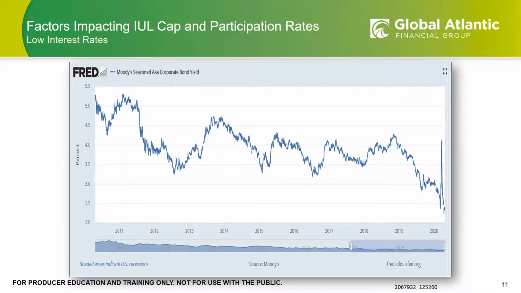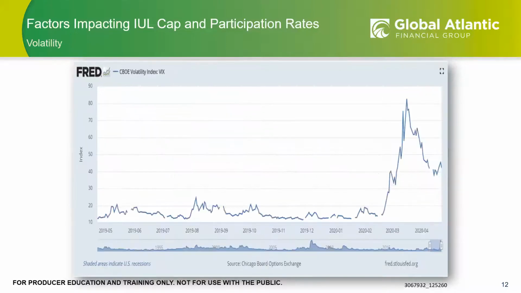The other thing that influences cap rates and participation rates is the option cost. Because as you know, within an index universal life contract, you're not actually invested in the index itself. Instead, the insurance company is going out and buying options. So we're buying an option from an option broker in order to provide that cap and that participation rate. What I have on the screen right now is the volatility index. The volatility index directly influences the cost of options. So the higher the volatility, the higher the option cost.